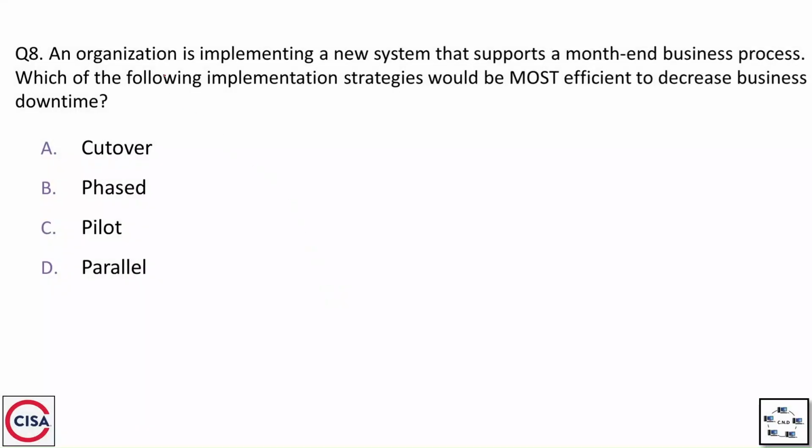Question number 8, an organization is implementing a new system that supports a month-end business process. Which of the following implementation strategies would be most efficient to decrease business downtime? And the options are option A, cutover, option B, phased, option C, pilot, and option D, parallel. The correct option is option A, cutover.